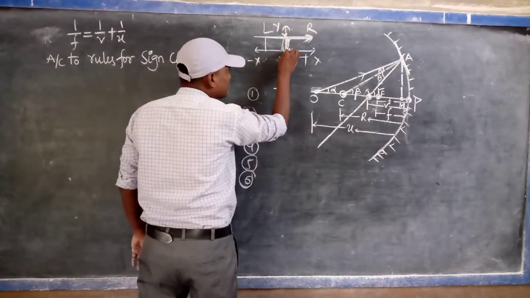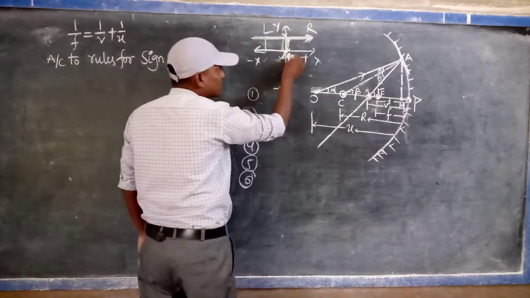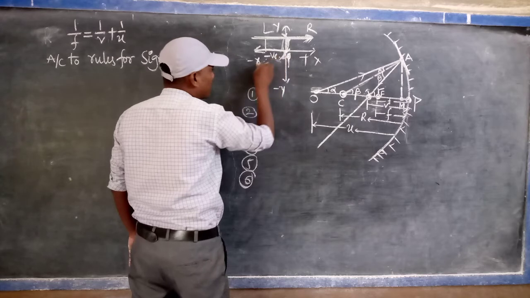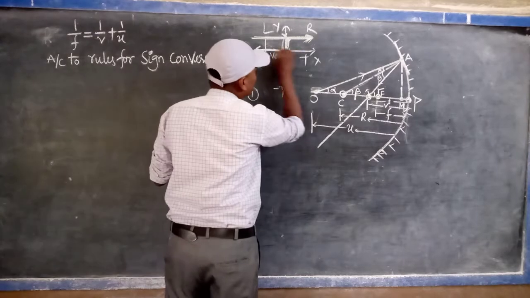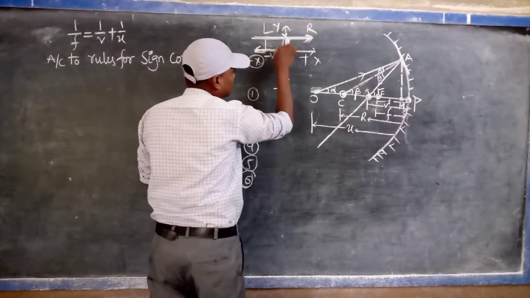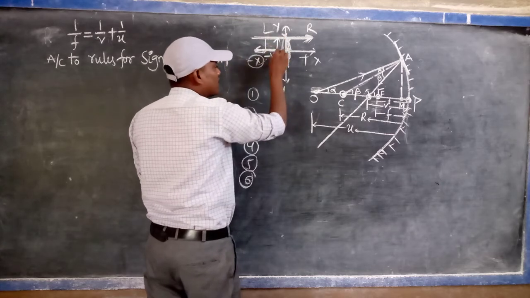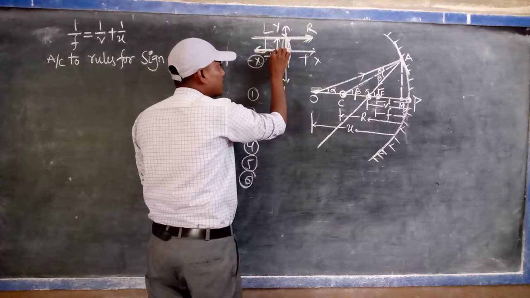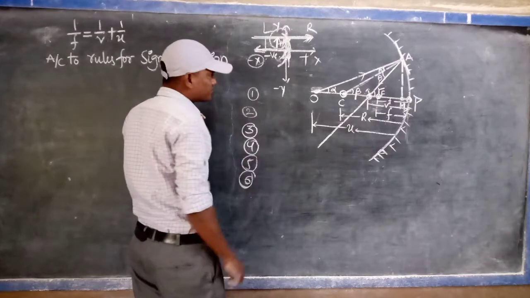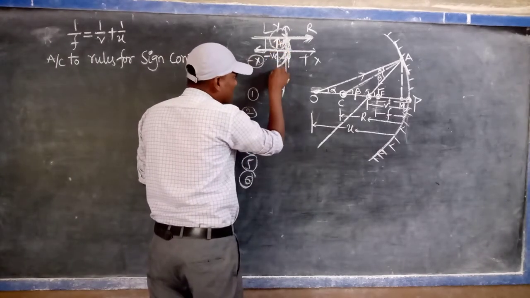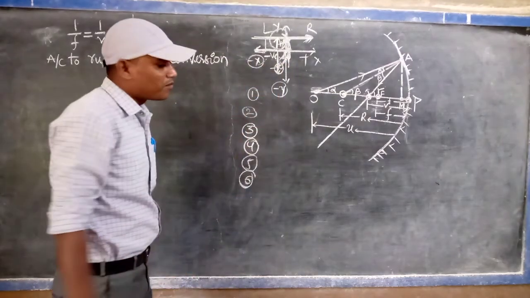If any distance is measured opposite to the incident ray, we take it as negative, because it lies along the negative x-axis. In the same way, this is the principal axis. Height measured above the principal axis is taken as positive because it is in plus y. Height measured below the principal axis is minus y, so these values are negative.